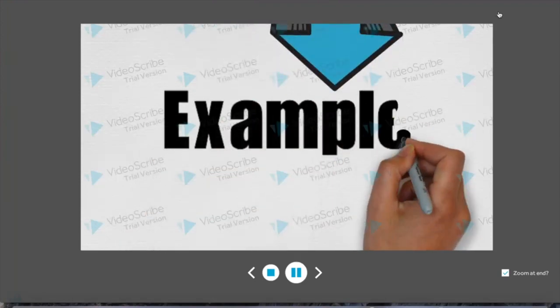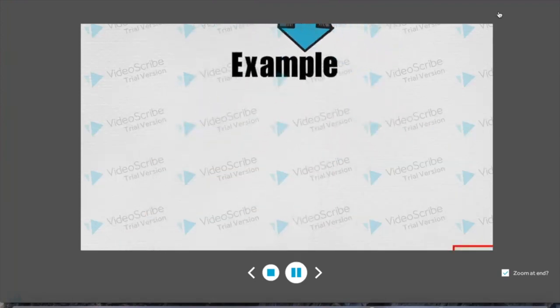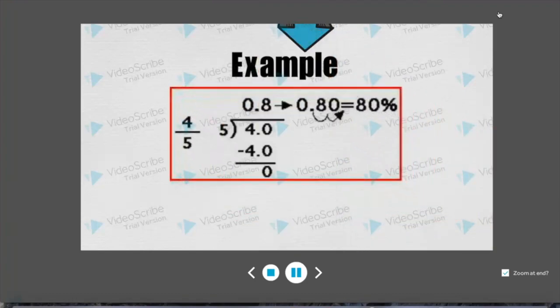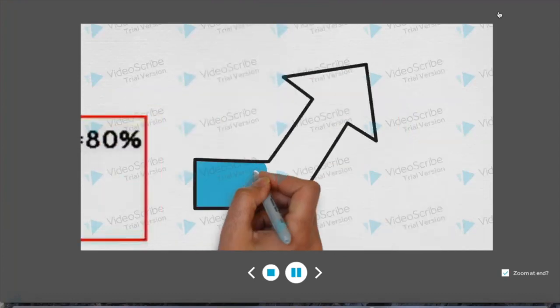Another example showing how this works. We have 4/5, so we do 4 divided by 5 is equal to 0.8. Move the decimal 2 places to the right to get 80%.